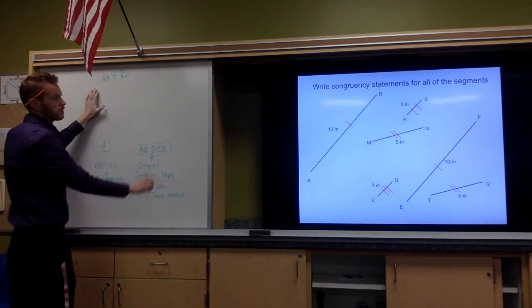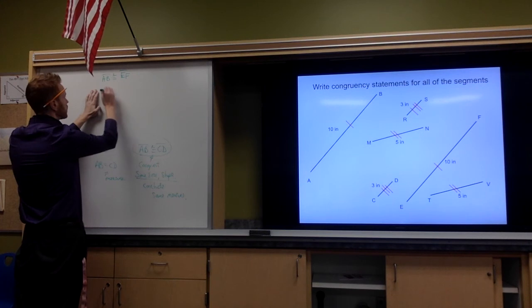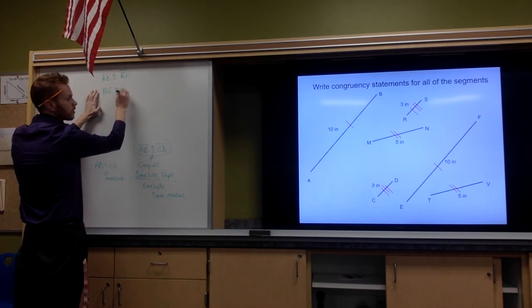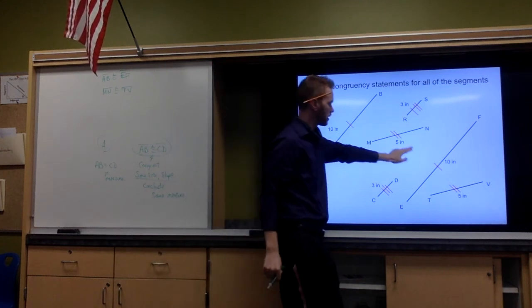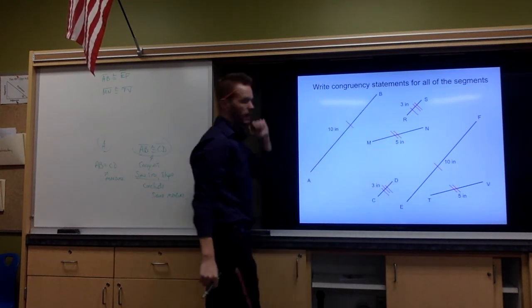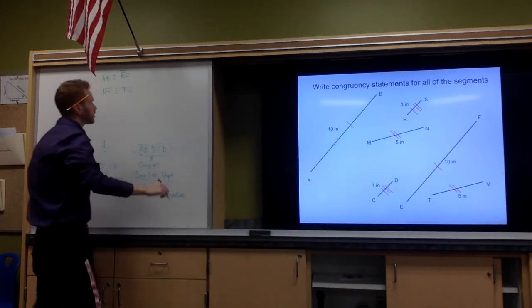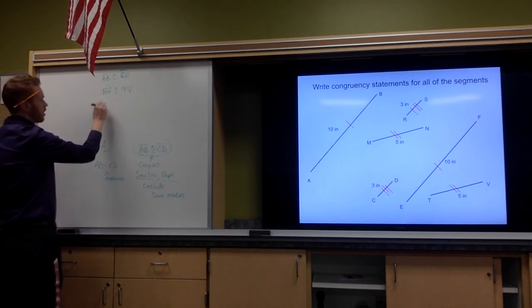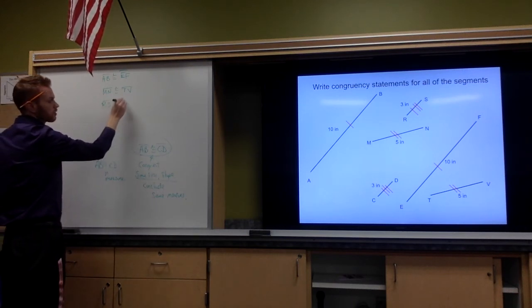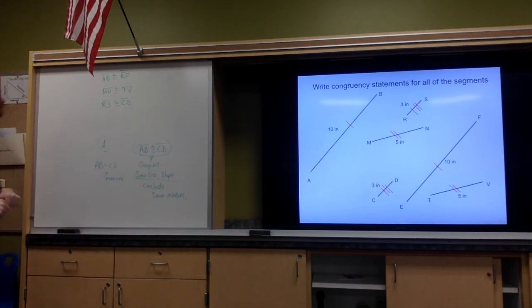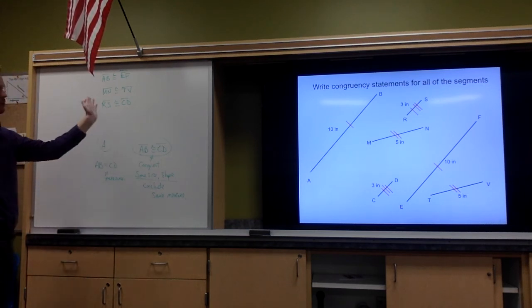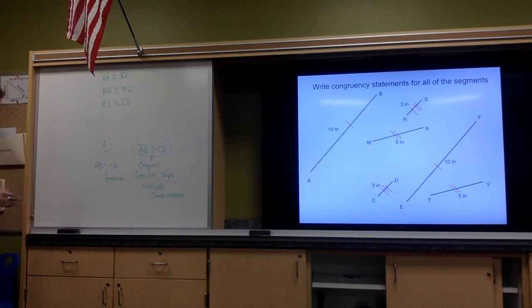Okay, another statement. We could say that MN is congruent to TV. They both have two tick marks, and they both are 5 inches. Lastly, would be what? RS is congruent to CD. They both are 3 inches. They both have 3 tick marks. Okay? So these are my congruency statements for that problem.